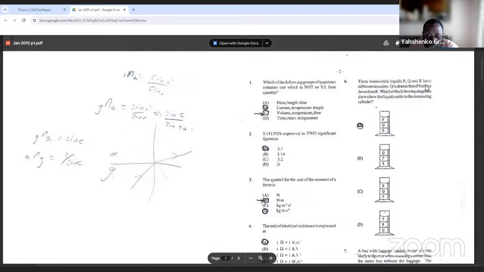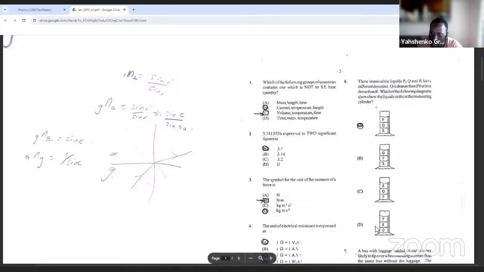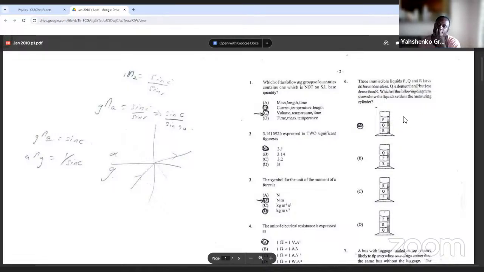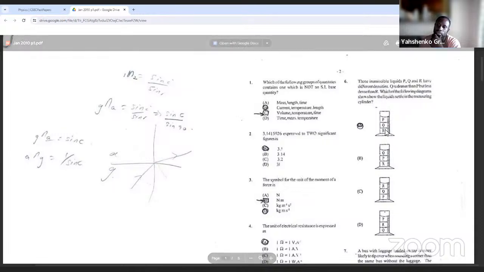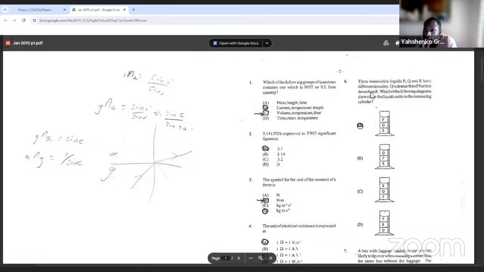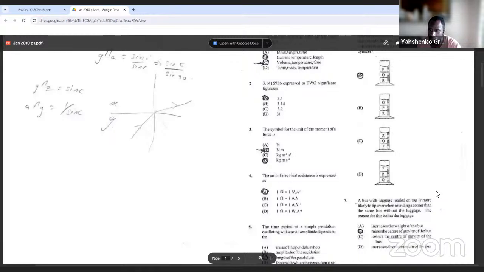But P is less dense than R. So Q must be below P. Right? And P must be above R. All right, so Q below P, all of those with Q below P: A and D. Right? But then it says that P is less dense than R. Of course. Yes, so P must be above R. All right. And as we can clearly see, he will demonstrate that. All right, let's take some more look at what is going on.